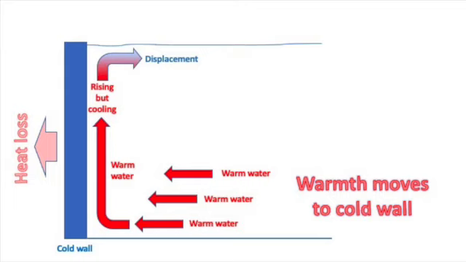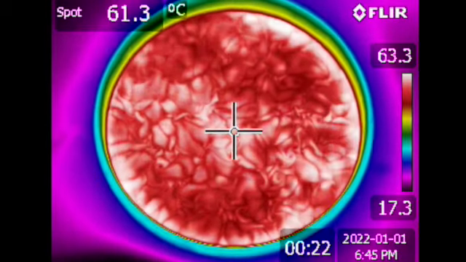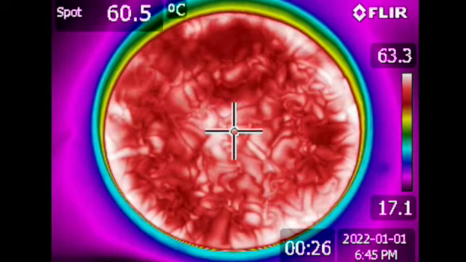But of course, these cells of warm water at the surface that are being pushed away are now a lot cooler. And we can see this cooling happening in the video. The cells leaving the periphery are turning pinker and then redder in colour as they cool.